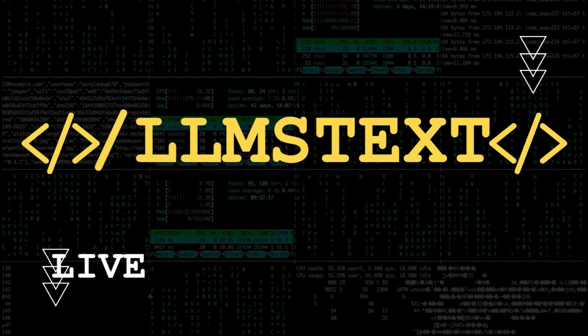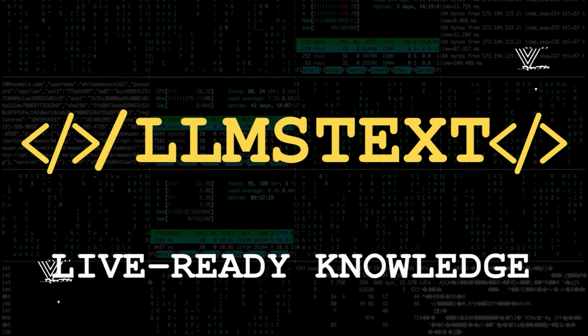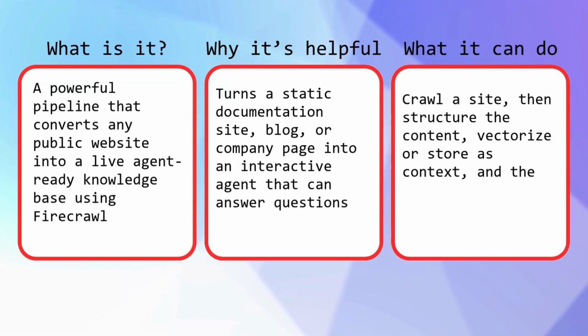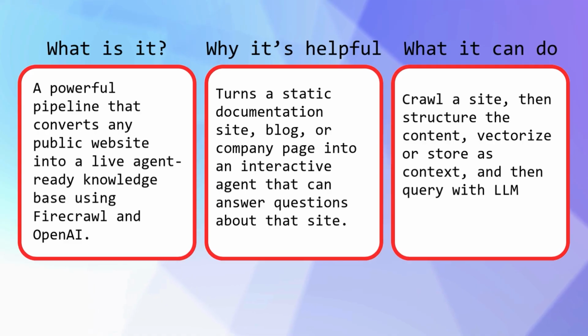All right, so for this next section, we're going to use something called LLMs text. This is going to give us ready knowledge to use for our LLMs. So what exactly do I mean by that? This is a pipeline that converts any public website into a live agent ready knowledge base using Firecrawl and OpenAI. This is helpful because it can take a static documentation site, a blog or company page, and then we can have RAG, for instance, on this, or we can answer questions about that website. This means that we can crawl a website, structure the content, vectorize or store as context, and then query with an LLM.